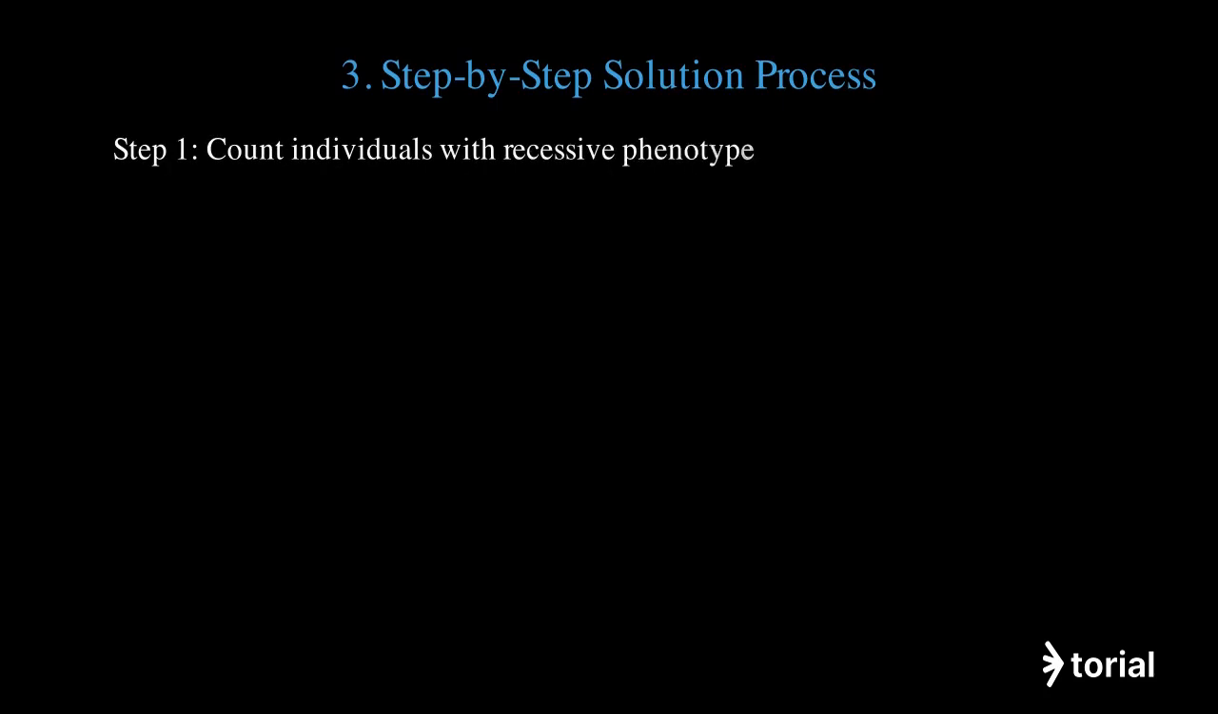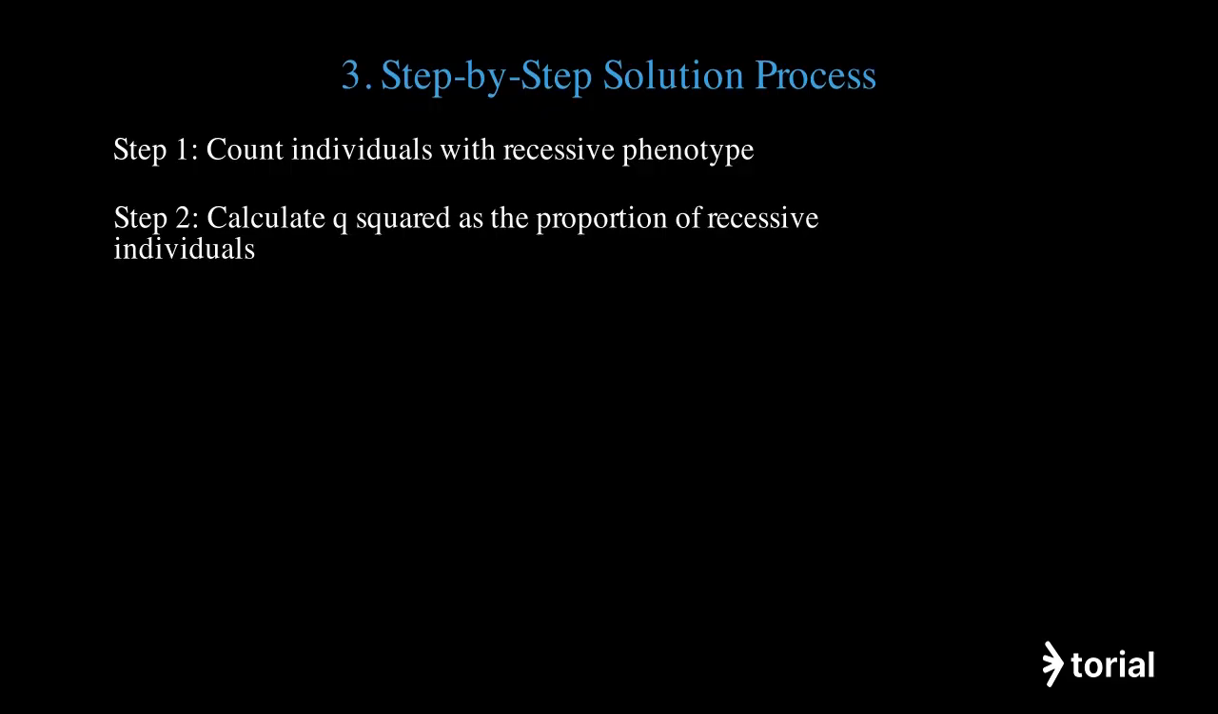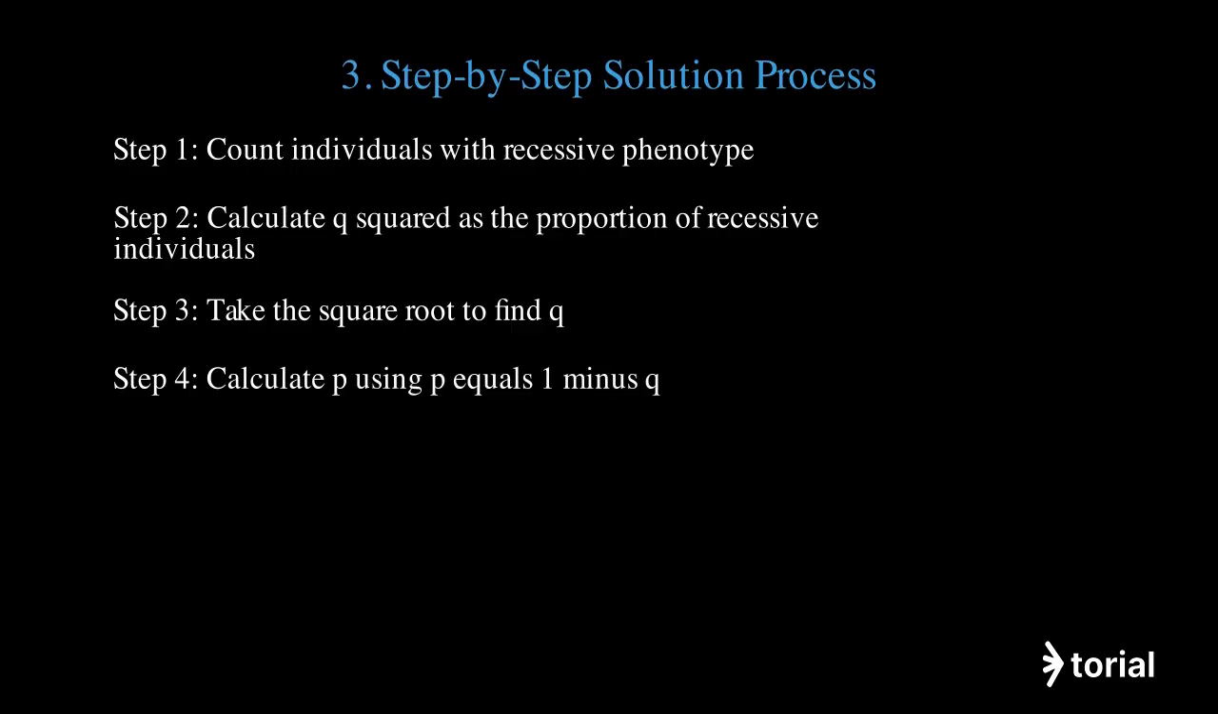Now let's go through the step-by-step process to find allele frequencies. Step 1. Count the number of individuals showing the recessive phenotype in your population. Step 2. Calculate q squared by dividing the number of recessive individuals by the total population size. Step 3. Take the square root of q squared to find the frequency of the recessive allele q. Step 4. Calculate p by subtracting q from 1, since p plus q equals 1. Step 5. Verify your answer by checking that p plus q equals 1.